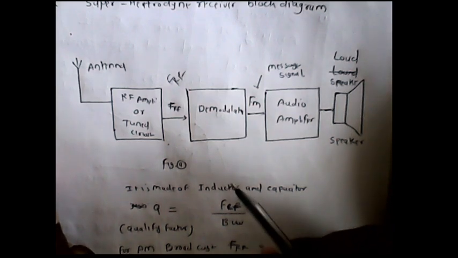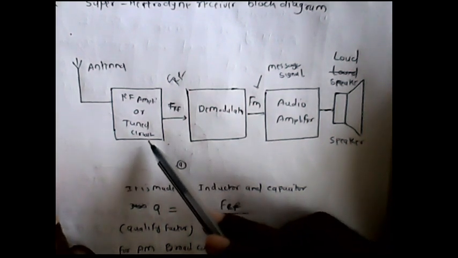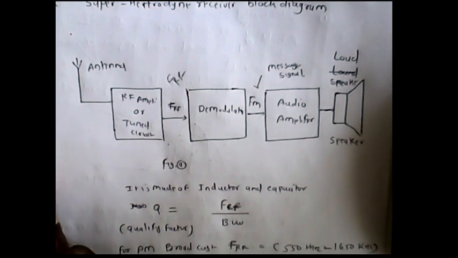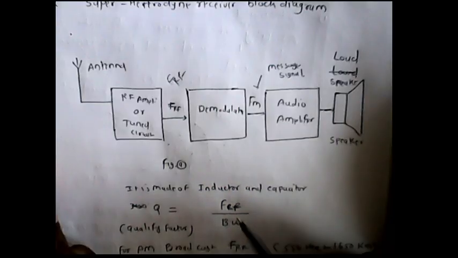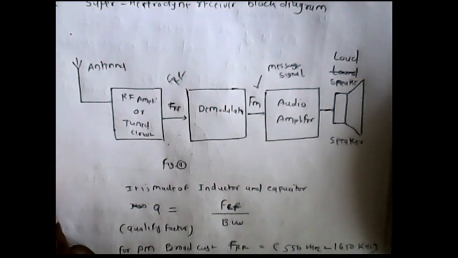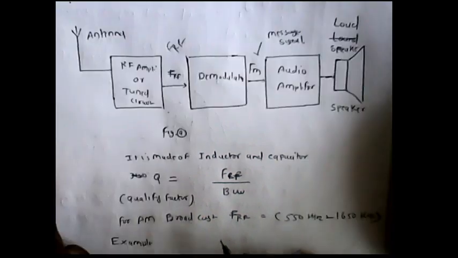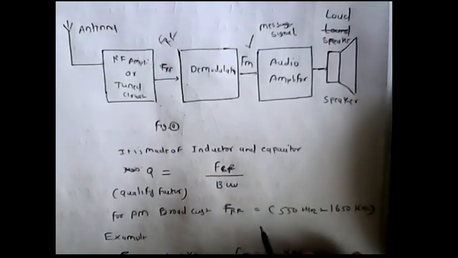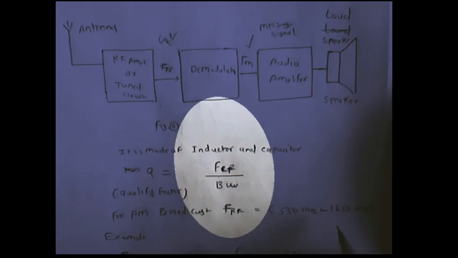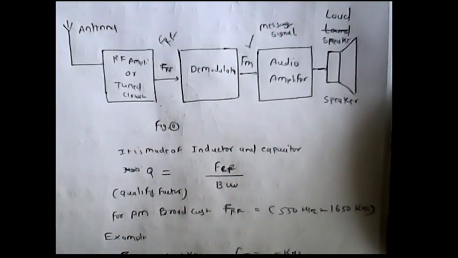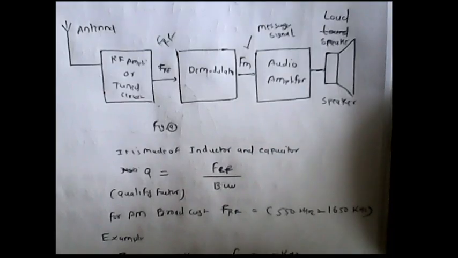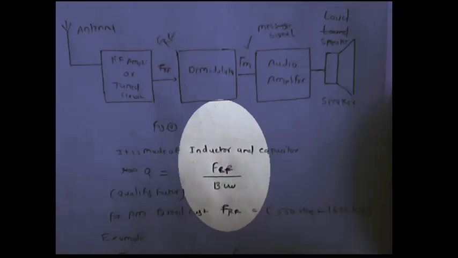The quality of an RF amplifier depends upon the quality factor. So quality factor is nothing but the radio frequency divided by the bandwidth. For AM broadcast, the typical range for the center frequency or radio frequency is 550 kHz to 1650 kHz. To understand the problem associated with a higher quality factor, let us see what issue will arise in a radio frequency receiver.